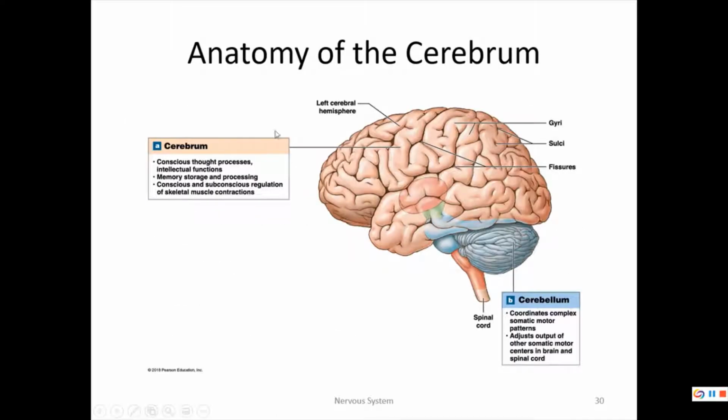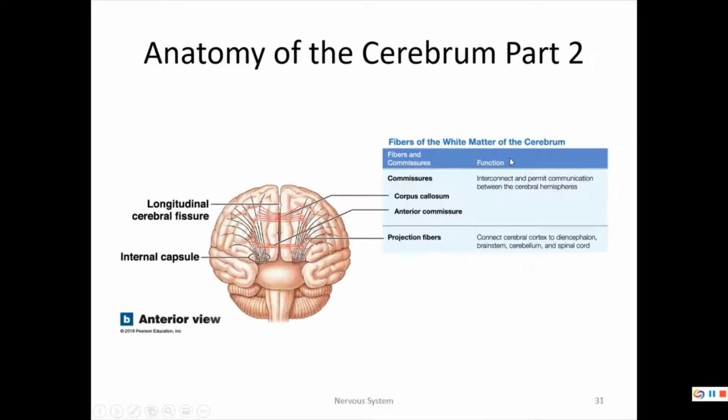So we can see that gyri are the outer folds that go up, and sulci are the smaller depressions, and fissures, like this right here, is a very deep fissure. And also, what we can see is there's a left hemisphere and a right hemisphere. Diagrammatically, you can see the two hemispheres, a right and a left hemisphere separated by the longitudinal fissure.